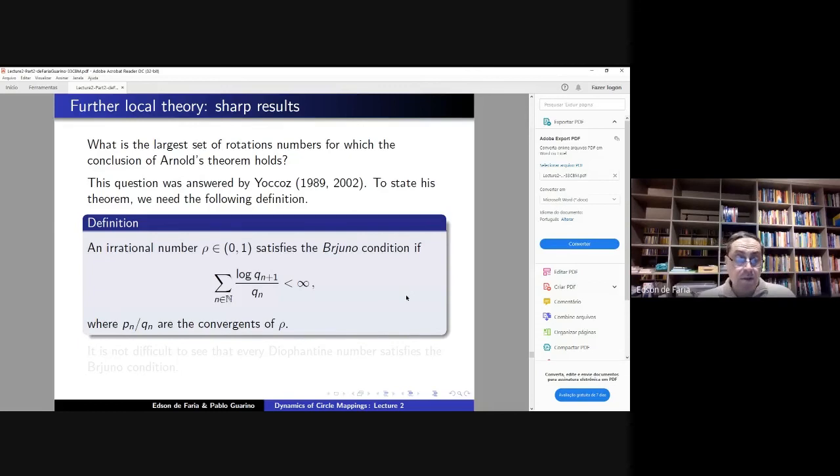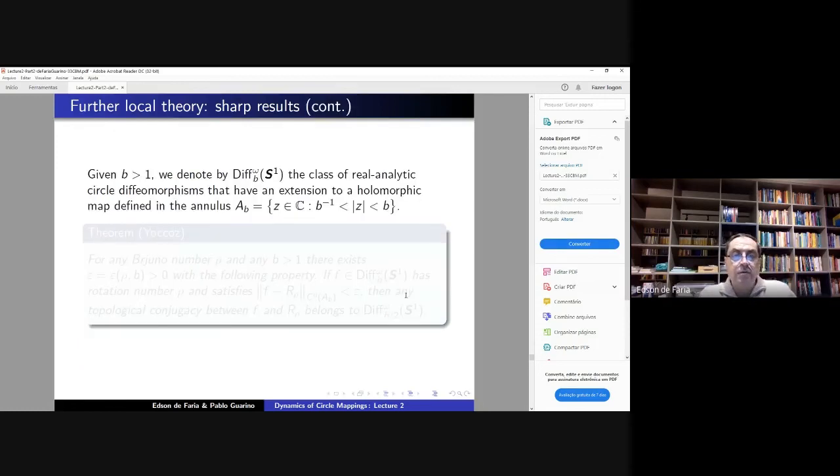So it's an exercise to show that every Diophantine number is also Bruno, okay? But remarkably, there are some numbers which are even Liouville, which are Bruno as well, okay? So anyways, this is a strictly larger class than the class of Diophantine numbers, okay?